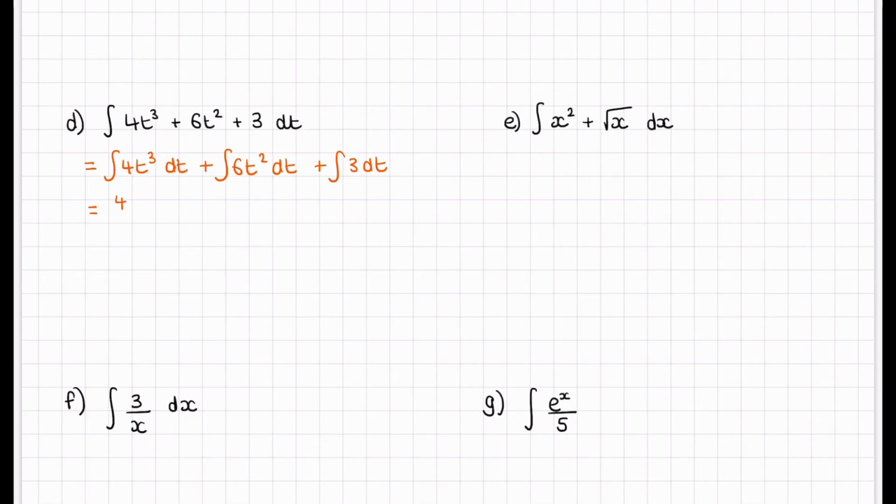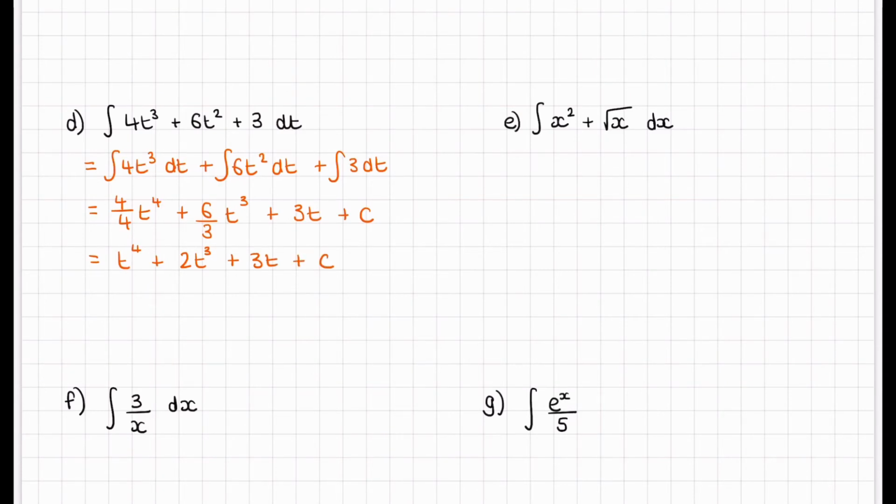And then we just do the integral of each. So this will be 4 on 4t to the power of 4 plus 6 on 3t to the power of 3 plus 3t, and then you'll remember your plus c at the end. And then this will be t to the power of 4 plus 2t cubed plus 3t plus c.